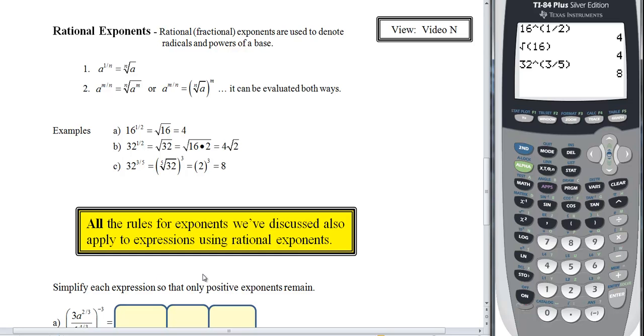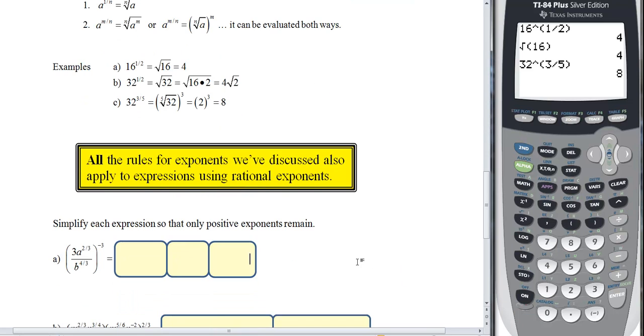Now, all the rules for exponents that we've discussed in the past also apply to expressions using rational exponents. So I've got some examples. We're going to simplify each expression so that only positive exponents remain. First thing I have to do is distribute, if you remember the power rule, the -3 through to all bases. So I'd have 3 to the -3, a to the... first I indicated that it's distributed to all.